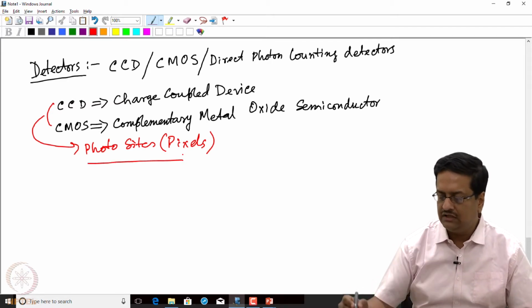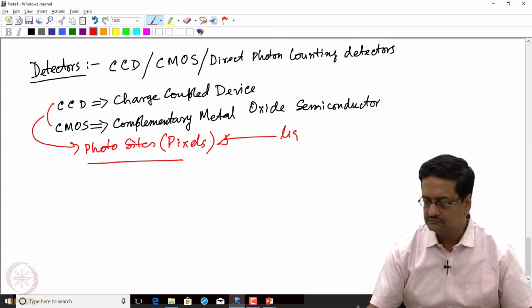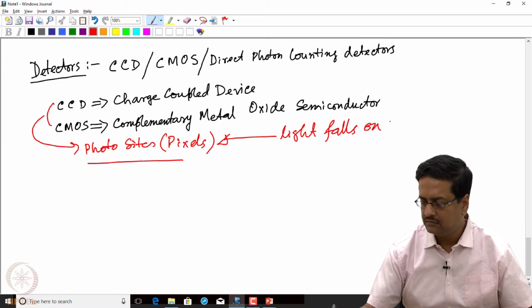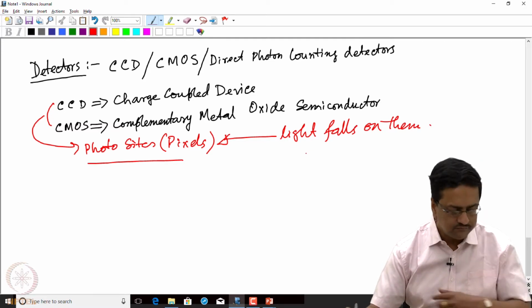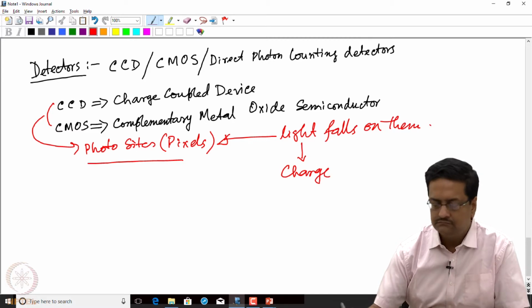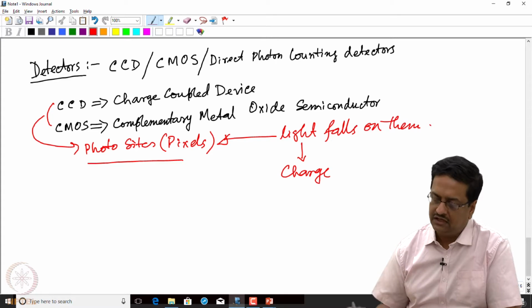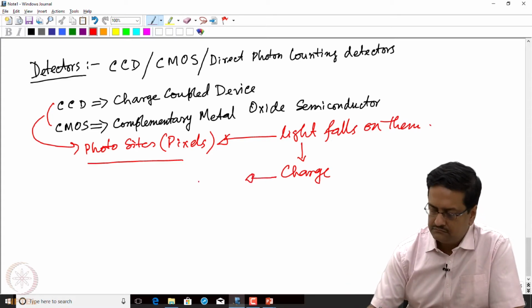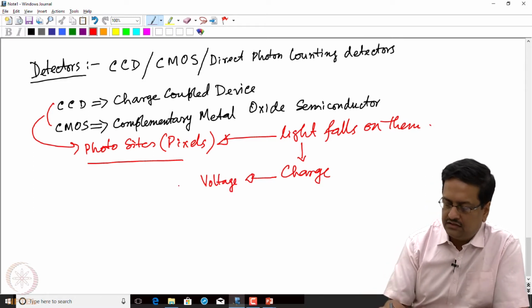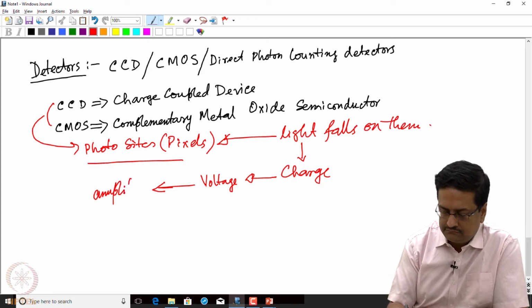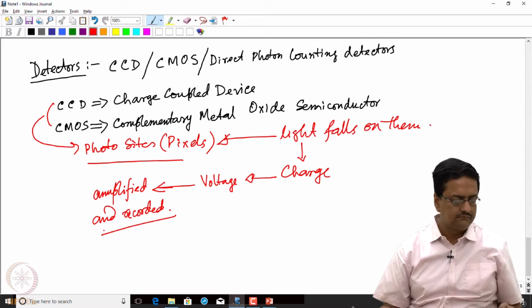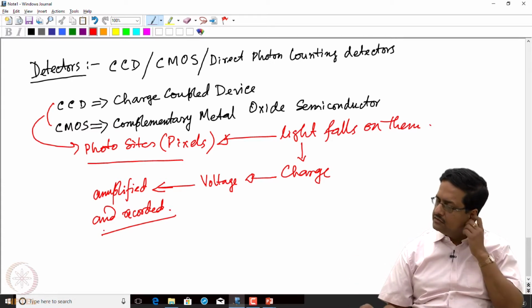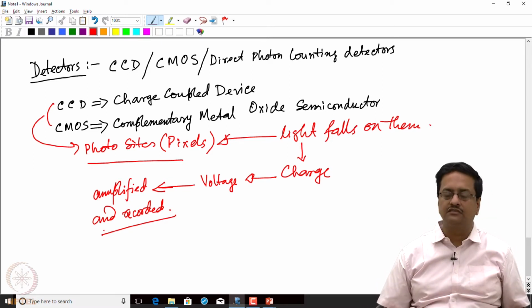What both the detectors do is that when light falls on them, they convert this light into charge, and then the charge is converted to voltage. And then this voltage is amplified and recorded. So this general method is used in both CCD and CMOS type of detectors.